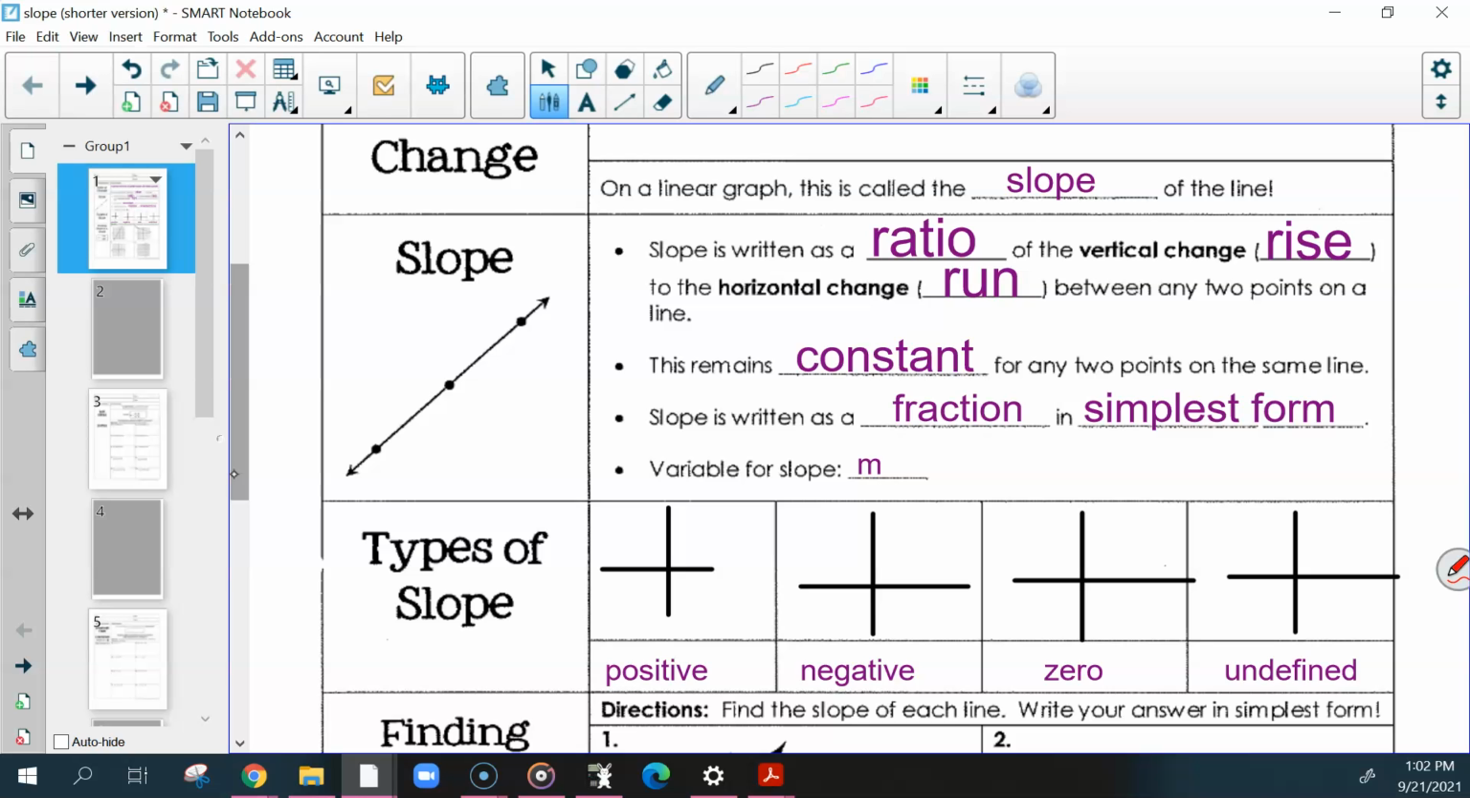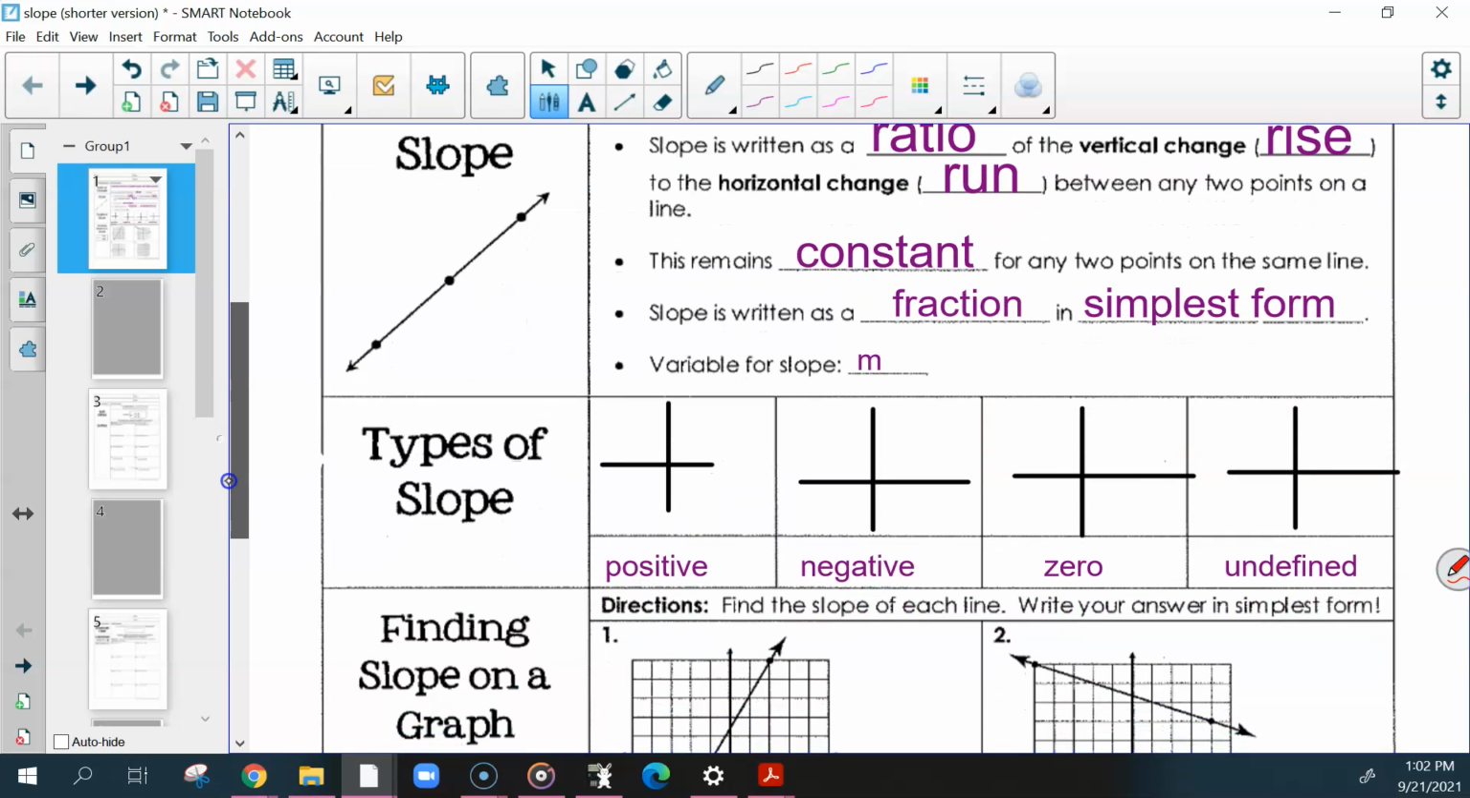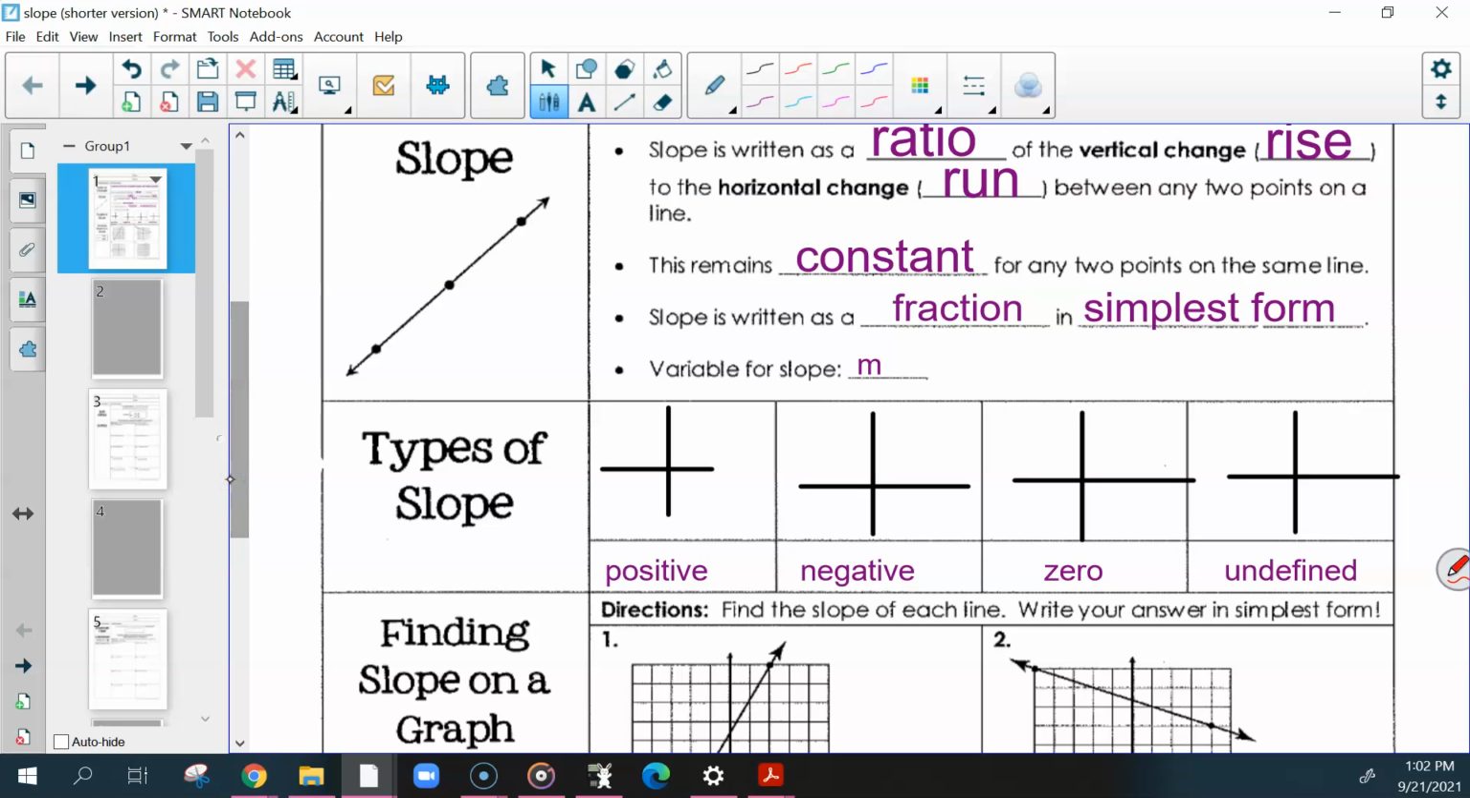There are 4 different types of slope. I'll let you go ahead and write those in. Positive, negative, 0, and undefined. We're going to graph some examples for those here in 1 second. And you still need this top part. No, it's okay. You can move on. I'll get it later.